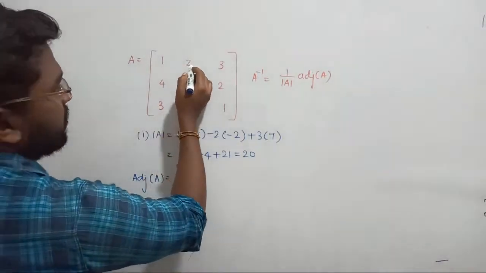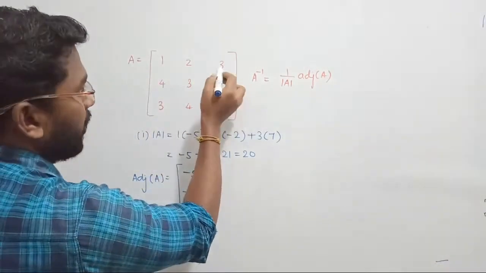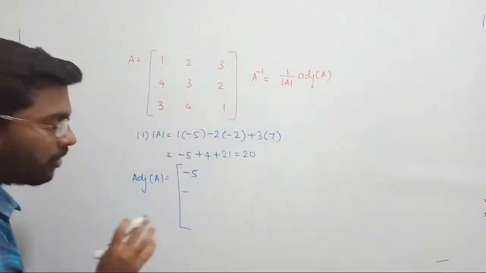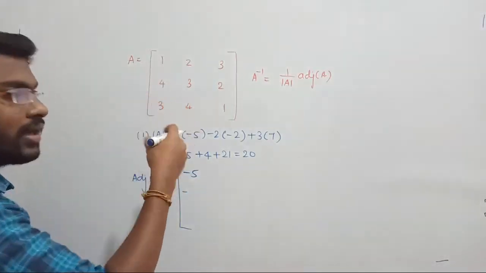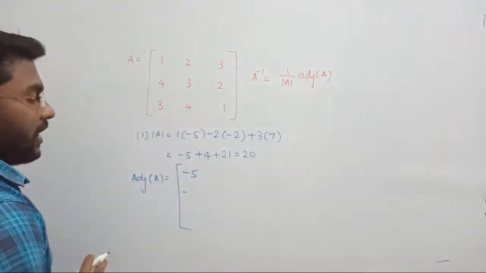Second, select the second element. What will come for the second element? The formula itself will have a minus. If you select a row, the corresponding answer you get has to be written in the column. If you select a column, the corresponding answer you get has to be written in the row. Clear? Transposition we have to take, right? Let us take the second one.